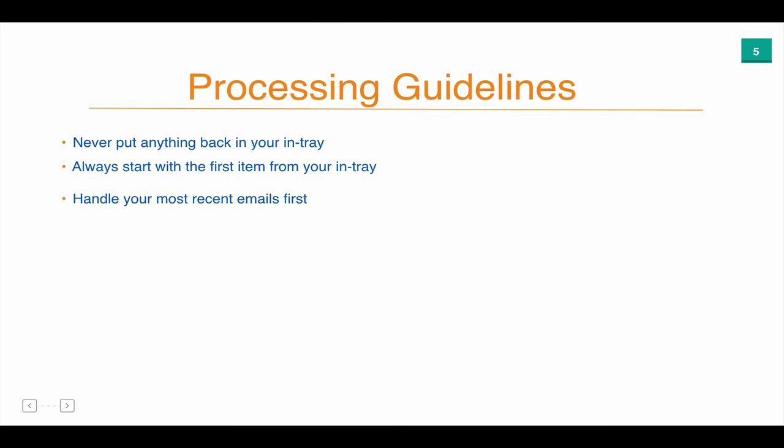And here are some general process and guidelines for you to follow. Never put anything back in your in-tray. Always start with the first item from your in-tray first. So as we mentioned at the beginning of this lecture, always start with the item that is on the top. Never pick and choose items by looking through the stack for a good one. Handle your most recent emails first so that all the threads or the conversations are included. And that's a great tip, because if you go to the bottom of your inbox and start with emails from 6 months ago, you're going to miss the correspondence related to that email that has come in since.